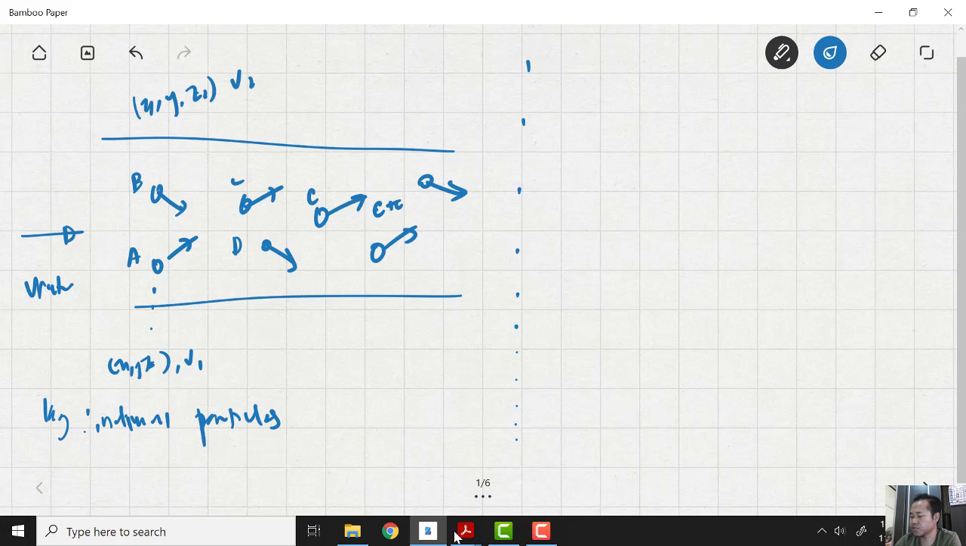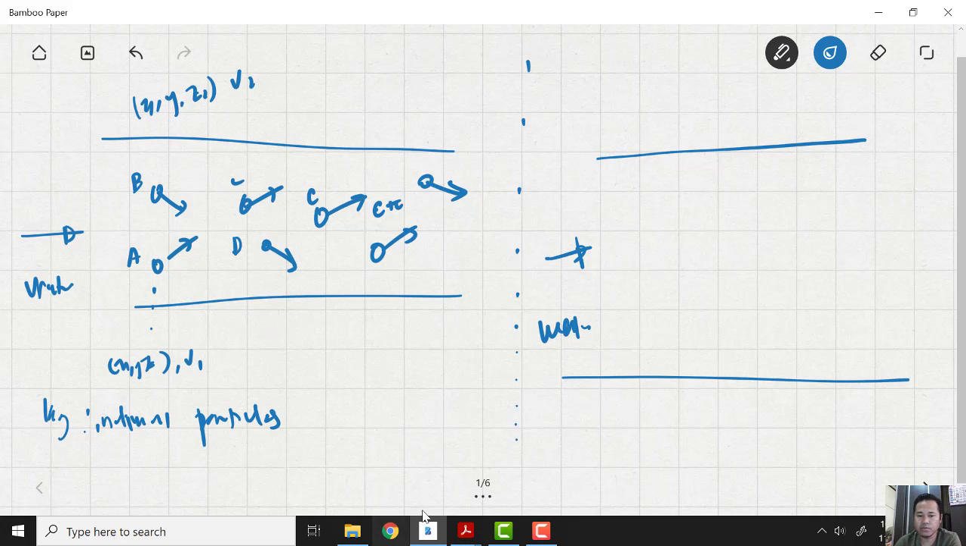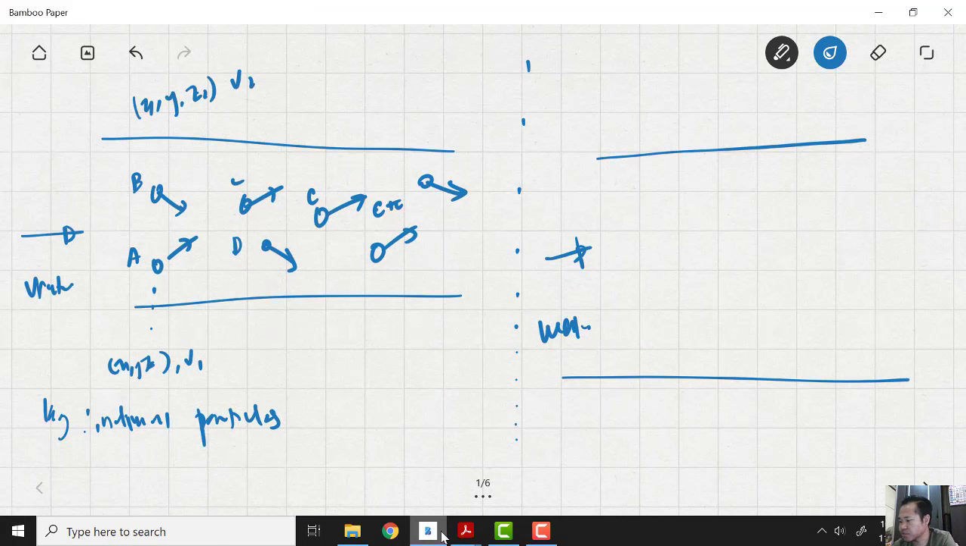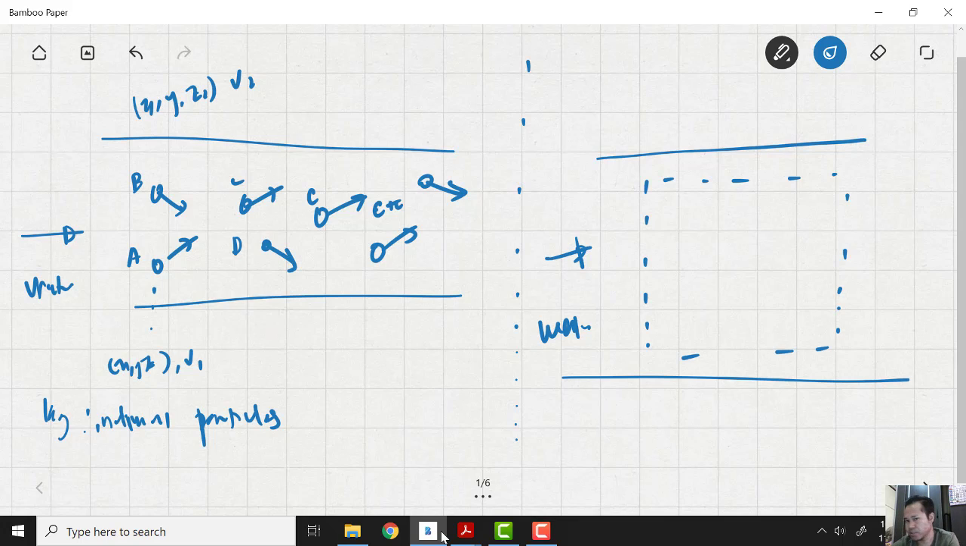For the Eulerian description, we have the same pipe with water flowing. Now we're looking at the Eulerian description. In the Eulerian description, we don't really care about what happens to an individual fluid particle. Rather, we are concerned with the pressure, velocity, acceleration, etc. of whichever fluid particle happens to be at the location of interest at the time of interest. For example, this dot represents the location of our interest.